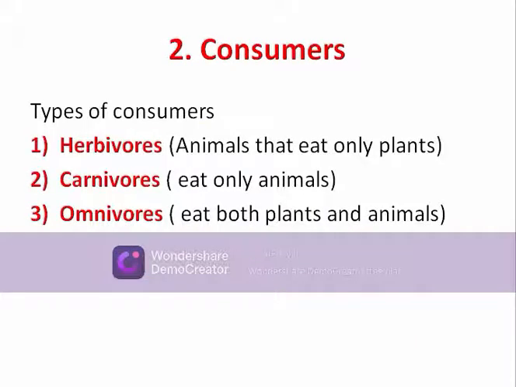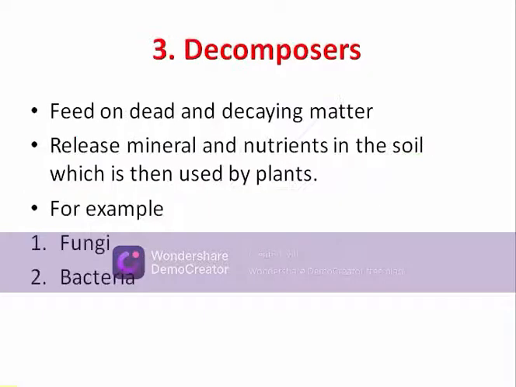Now the consumers, which depend on other plants or animals. Animals that depend only on plants are herbivores, those that depend only on animals are carnivores, and those that depend on both plants and animals are called omnivores. So these three are the types of consumers.